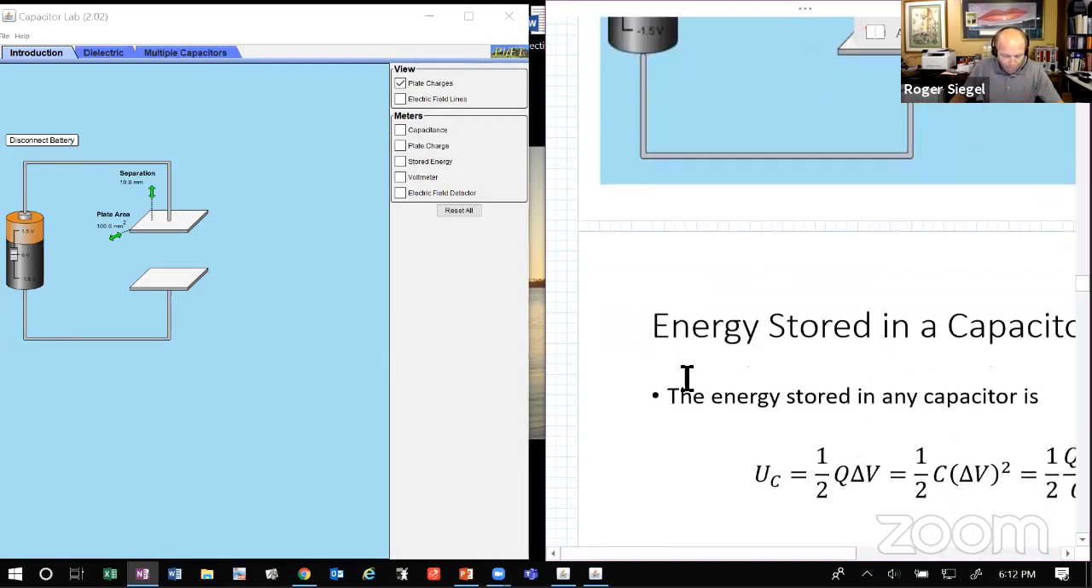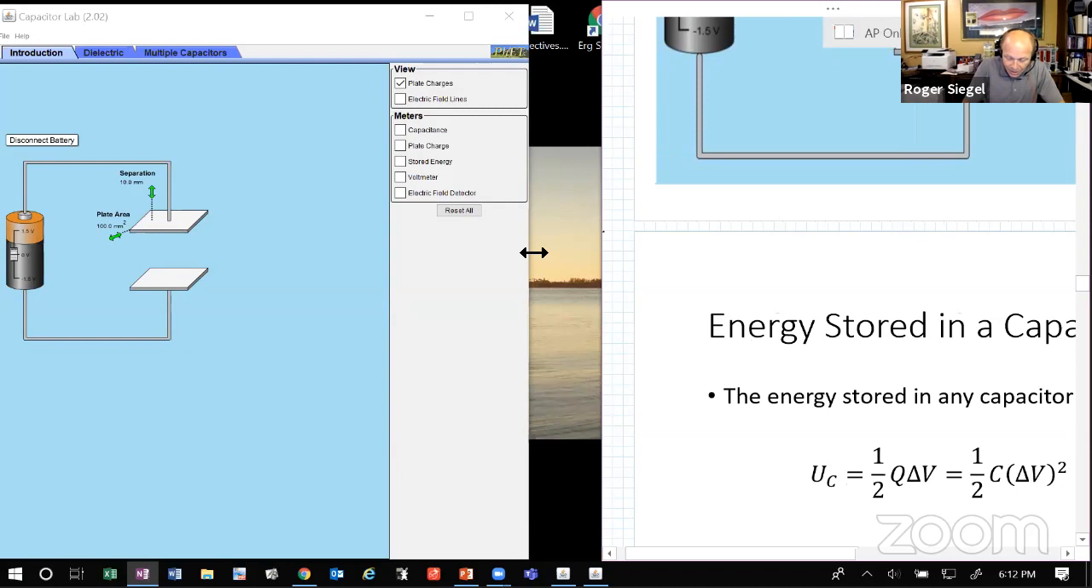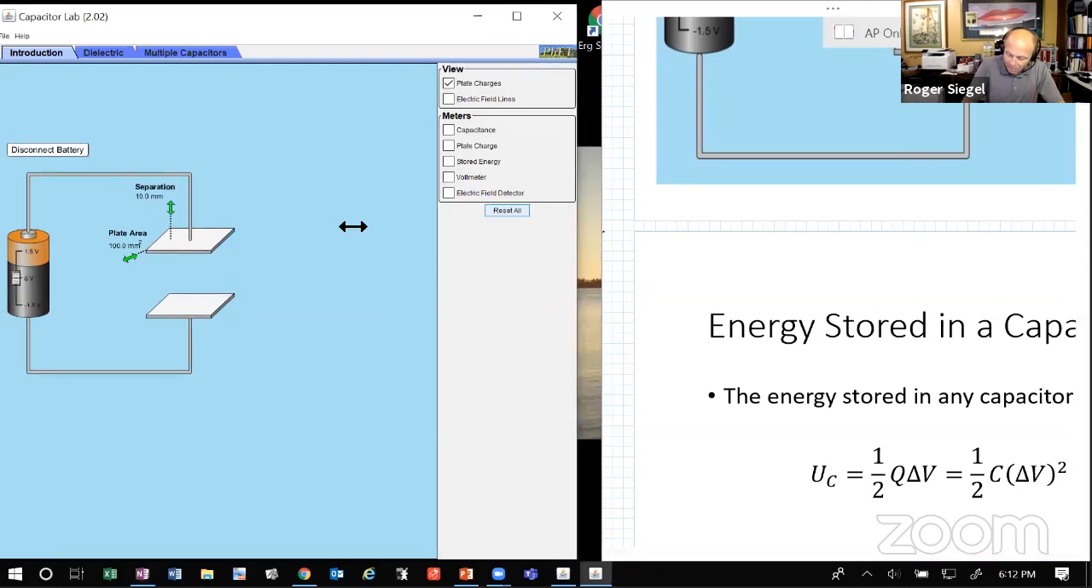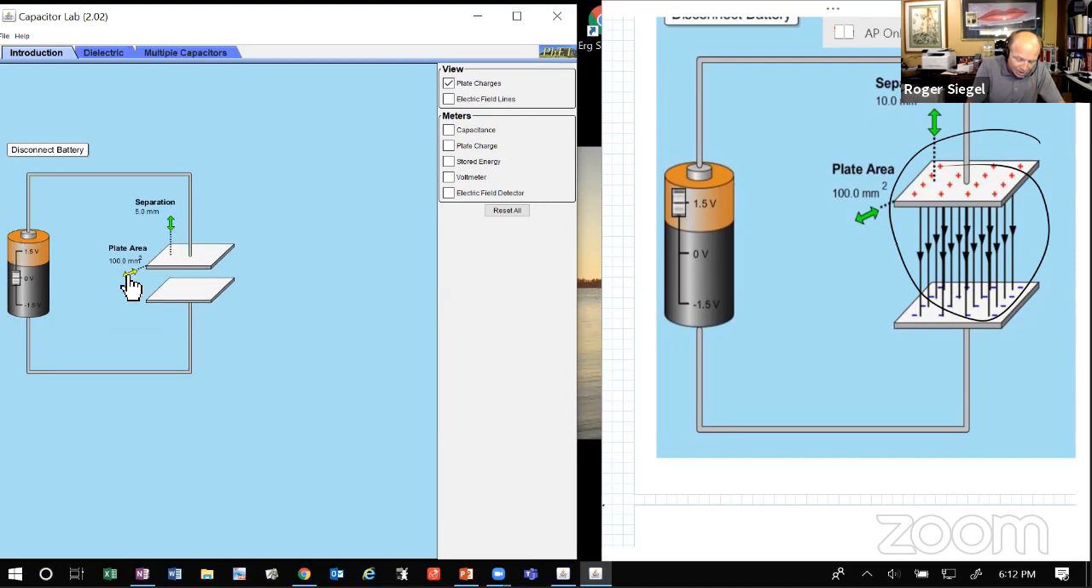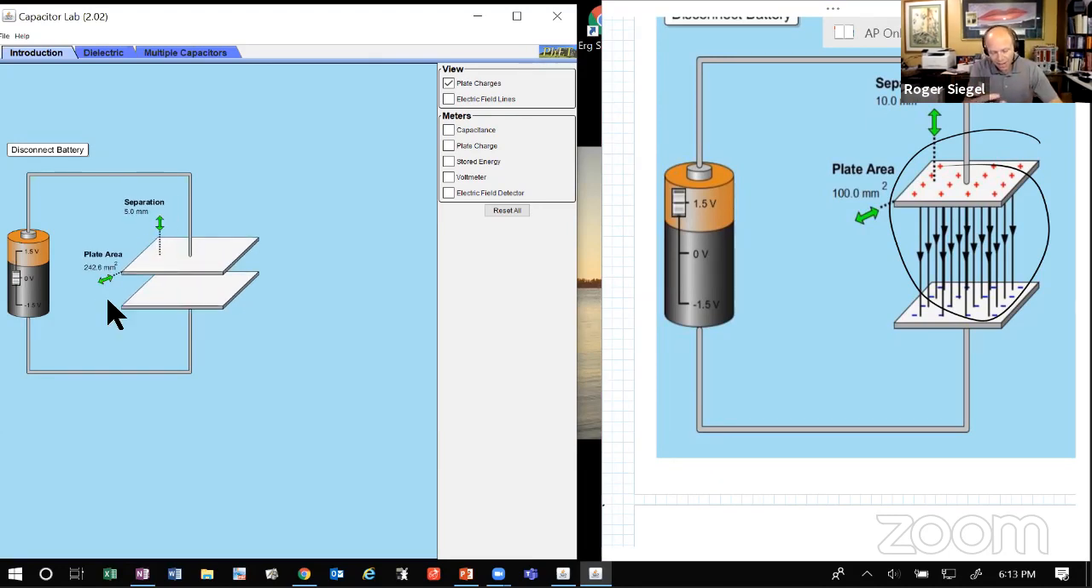All right, so let me come over here. Okay, I've got my simulation over here. Let's take a look. It consists of a capacitor. Here's the capacitor. I can change the area of the capacitor and I can change its separation. Remember, those are really the only things I can do to affect the capacitance of this capacitor, except by changing the dielectric, which we'll do in a few nights, as I said.